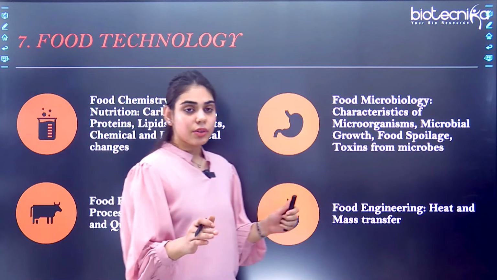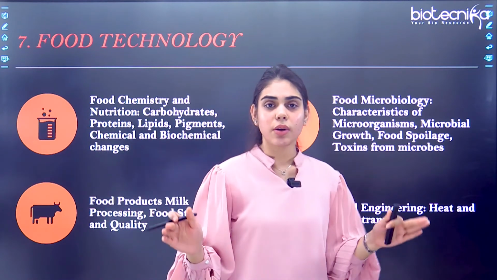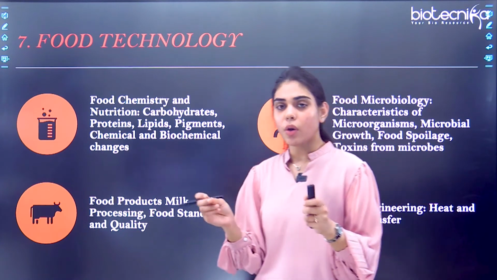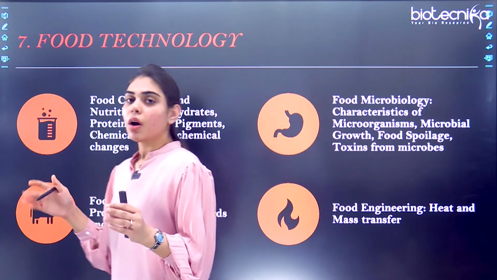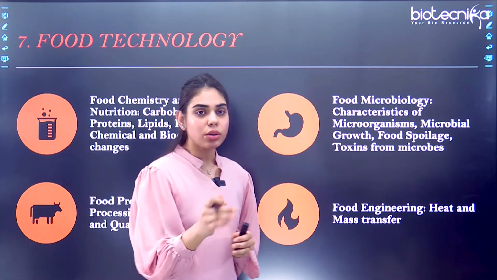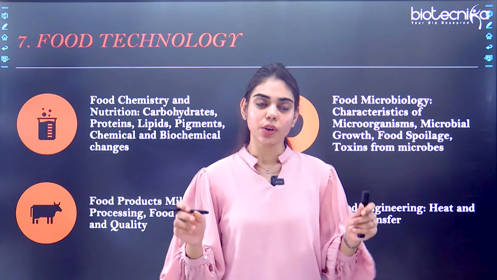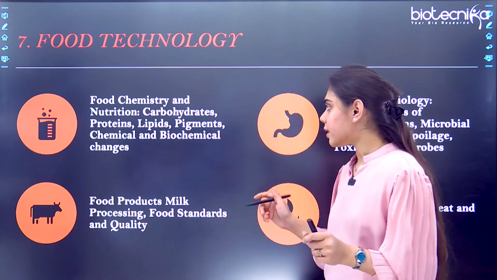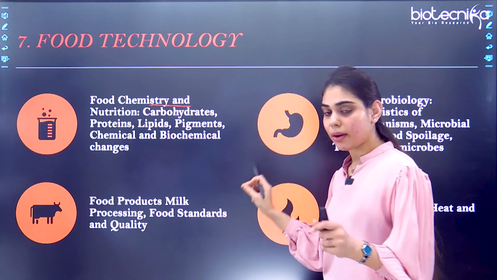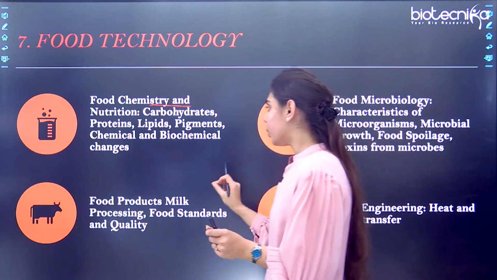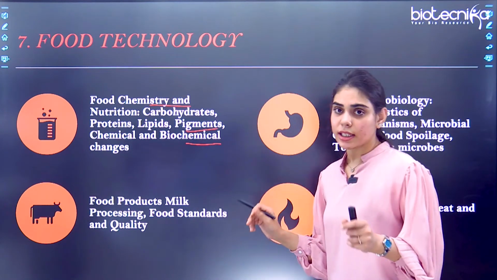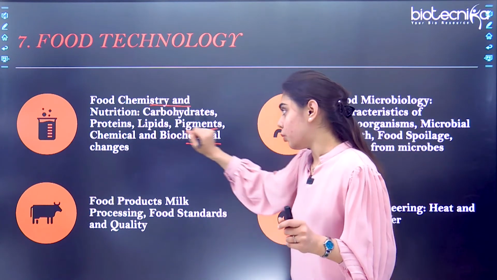This subject we generally don't study, so I would suggest you opt for only two choices of the four sections that I have shown you in the previous slides. So if you want to opt for food technology also, you can. So what things are important here? Food chemistry and nutrition. Here you need to focus on carbohydrates, proteins, lipids, pigments, and the chemical and biochemical changes that take place in these molecules.